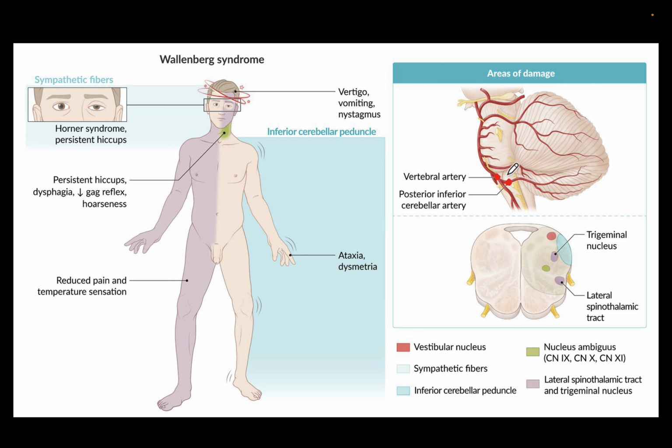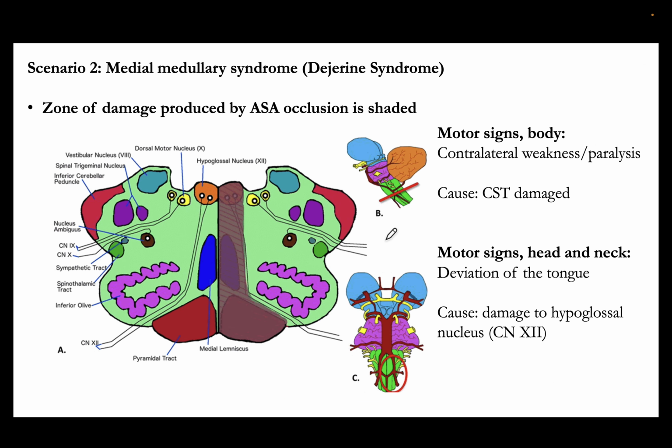And I'd invite you to think about the differences clinically between these two scenarios. How would they present differently? The second scenario we'll look at is medial medullary syndrome, and this should be an accent aigu, I believe. Dejerine syndrome is the eponym for this.